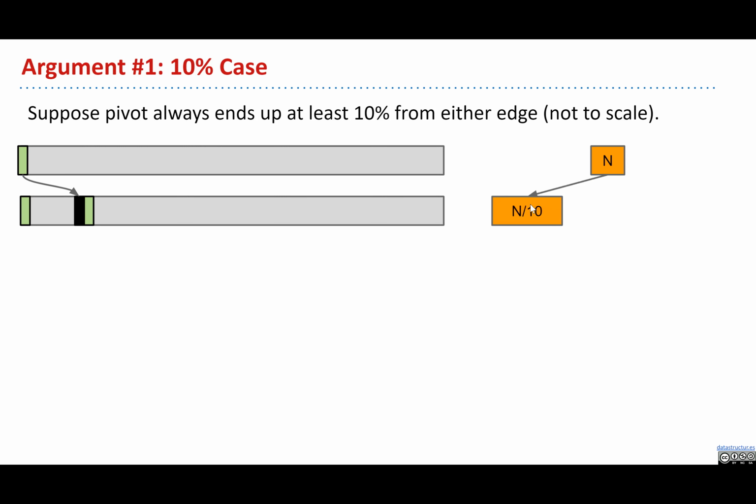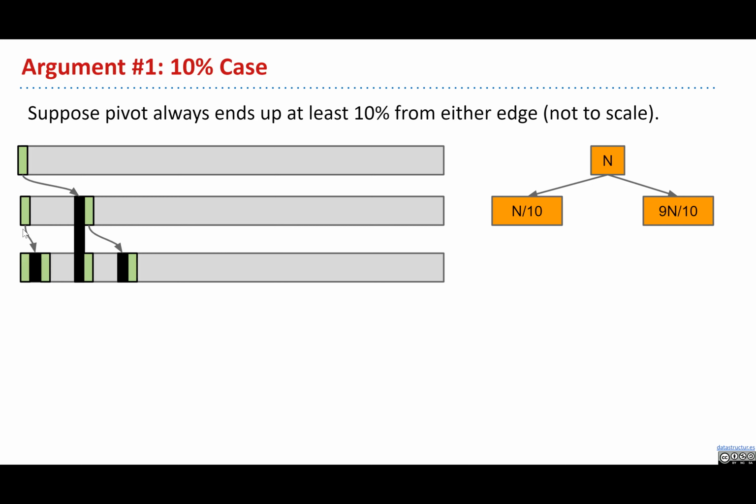One of the problems is size n over 10, but one of them is still quite large, 9n over 10. Now, if we repeat that process again, and the pivot lands in the 10th percentile roughly, then on the left side we'd end up with two subproblems: one of size n over 100, that one's pretty easy, and then a 9n over 100. What's going to be here, if it's also 10%?